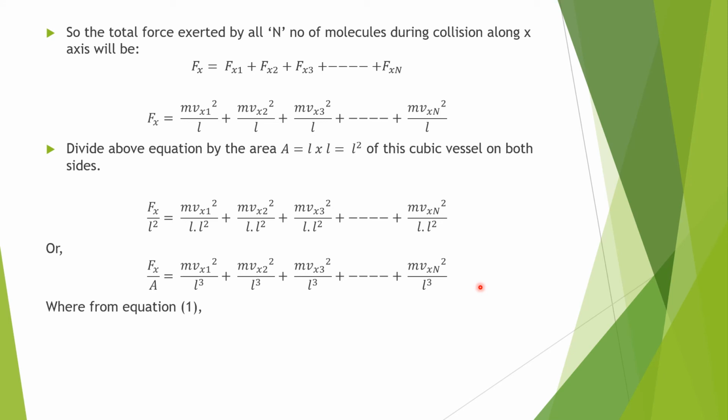Further, from equation 1, we know that force per unit area is pressure. So this is actually the pressure of the molecules. So pressure will be equal to mvx1 square upon L cube plus mvx2 square upon L cube plus mvx3 square upon L cube plus up to the last term mvxn square upon L cube. We mark it as equation number 6.